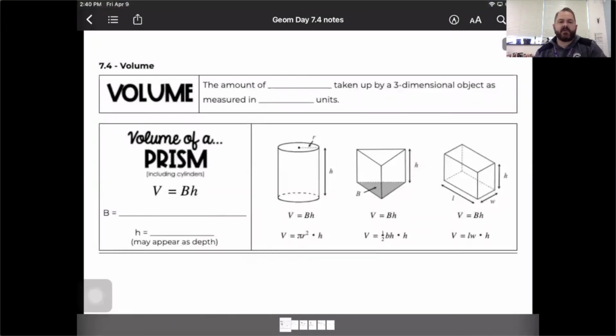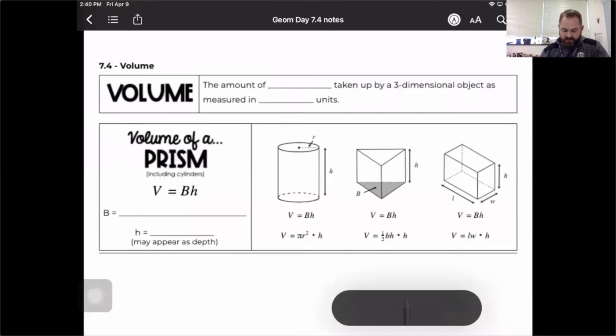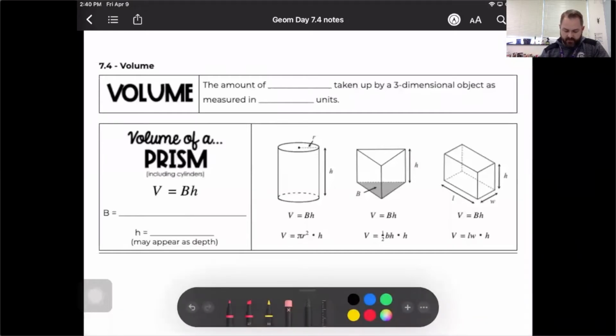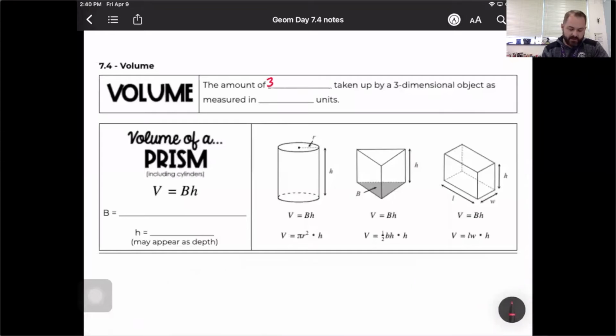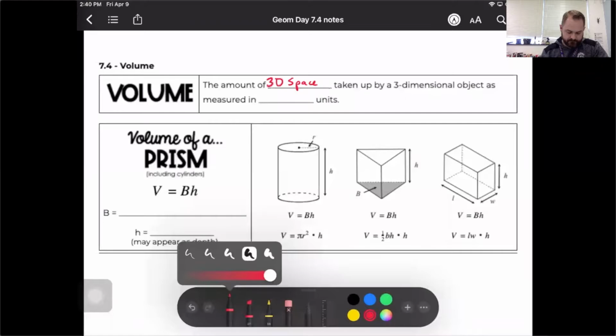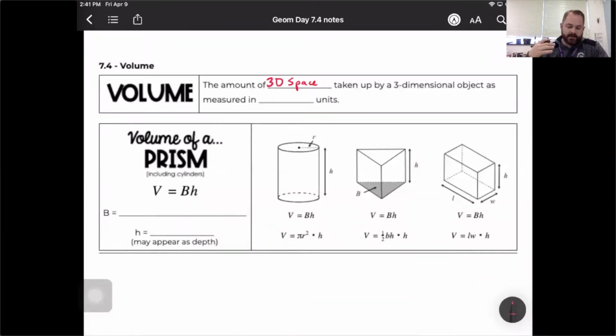In today's lesson video, we're going to take a look at volume. Day 7.4, we're talking about volume measurements, okay? And volume is the amount of space taken up in a three-dimensional object, okay? We're talking about the amount of three-dimensional, or 3D, space. And the object's volume is always measured in cubic units, cubic or cubed units, okay?